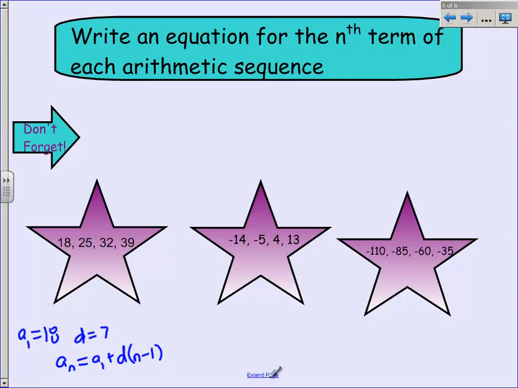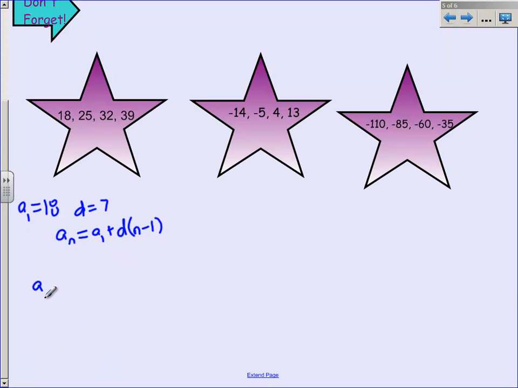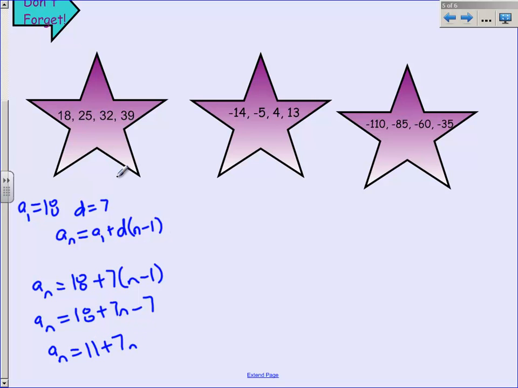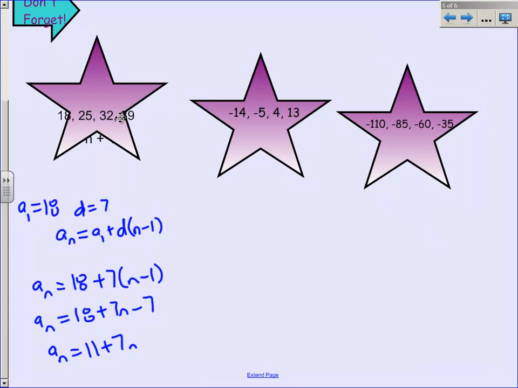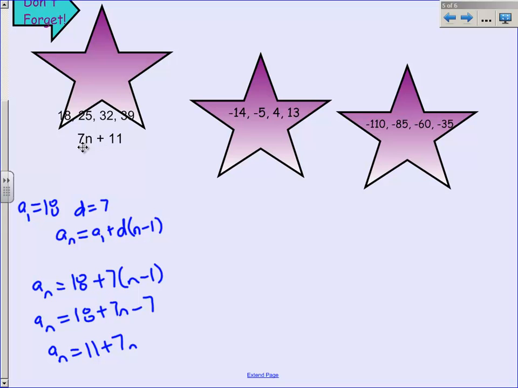For our example here, a sub n equals a sub 1, which is 18, plus the common difference, which is 7, times n minus 1. We can distribute our d. So that's 18 plus 7n minus 7. Collect like terms, and 18 minus 7 is 11, plus 7n. That's what we have there, 7n plus 11. Notice that's written like in mx plus b form. That's the same thing as this.